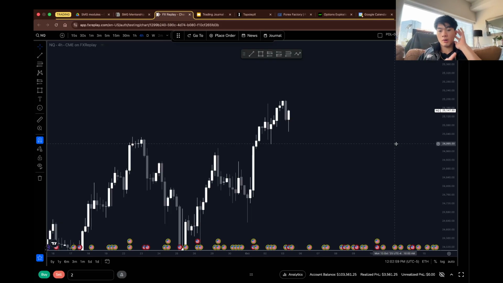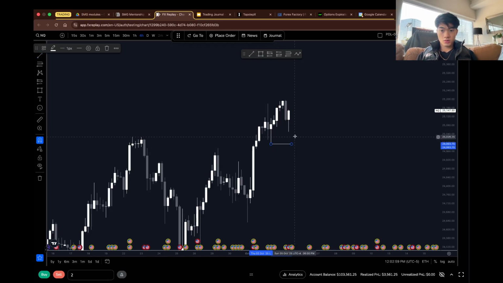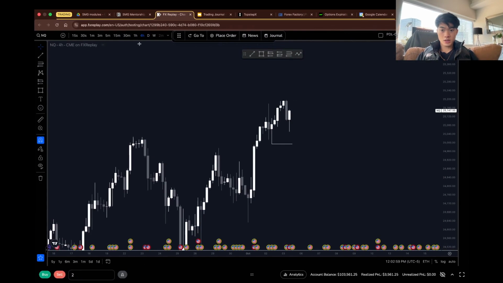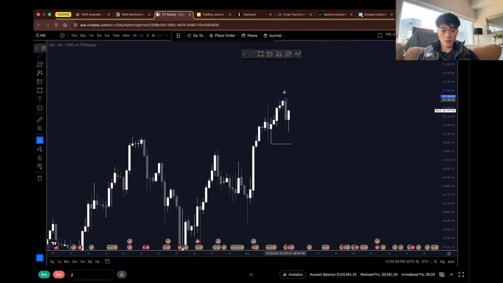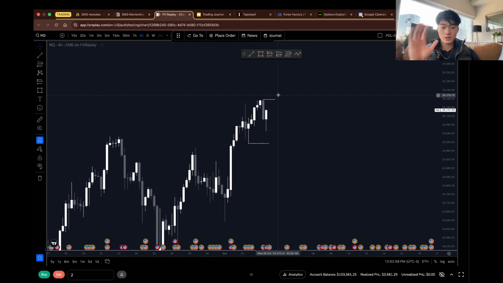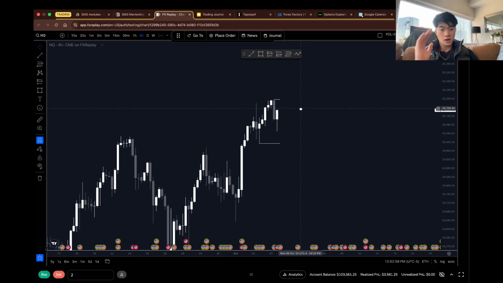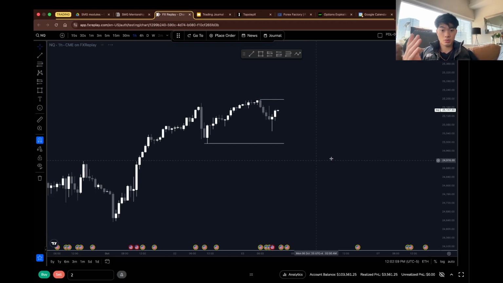1 hour and 4 hour is going to be used for finding your draw on liquidity. Are we going to aim for these lows? This is the 4 hour. I'm pretty sure you guys can see it. Or are we going to go back for these highs? Obviously, this is all-time high conditions, and at all-time highs, typically, we are always very bullish.